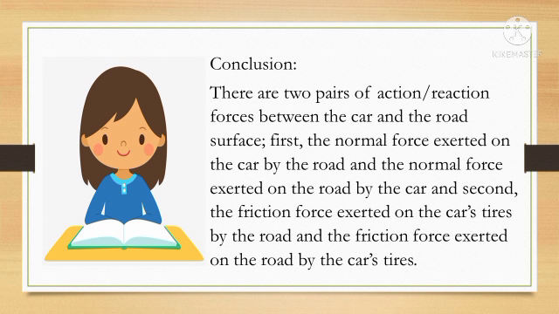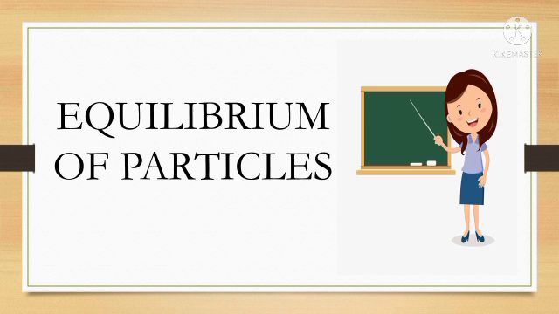First, the normal force exerted on the car by the road and the normal force exerted on the road by the car. And second, the friction force exerted on the car's tires by the road and the friction force exerted on the road by the car's tires. Let's proceed to the next topic, equilibrium of particles.